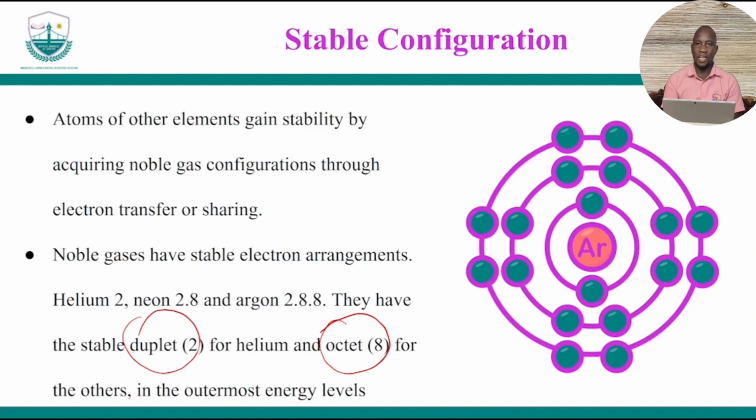All atoms want to attain that. Okay, so that's why they form bonds, and the bonds are basically issues to do with electrons either being shared or being donated or transferred. For example, we have argon here.